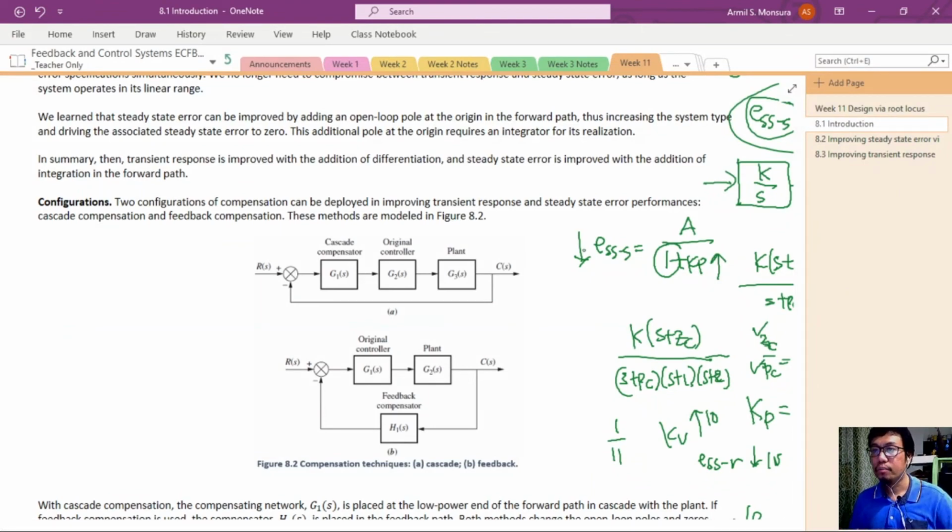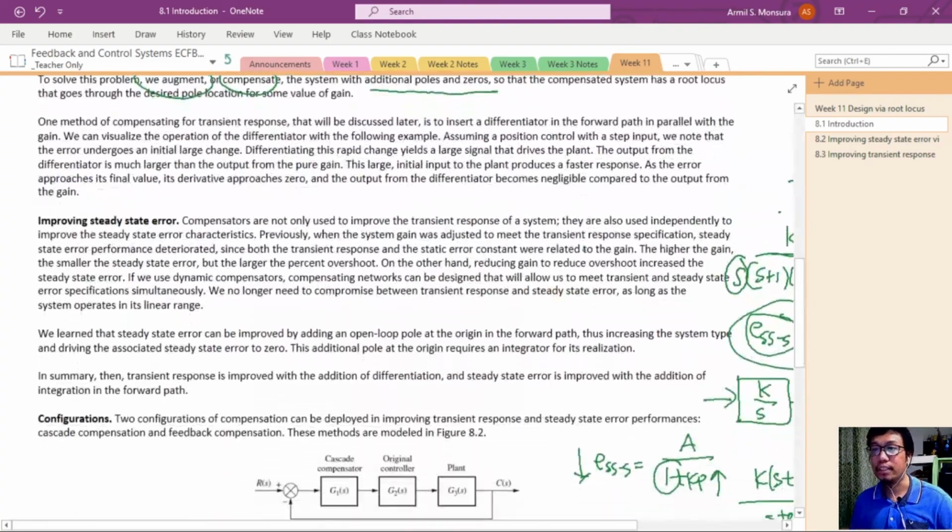Okay? So, that is how we improve the steady state error. That is, either we introduce an integration factor so that we can reduce the error to 0, or we can introduce compensator poles and zeros so that we can achieve the improvement in the static error constant that we need. So those techniques will actually be discussed in the next sections of this chapter.